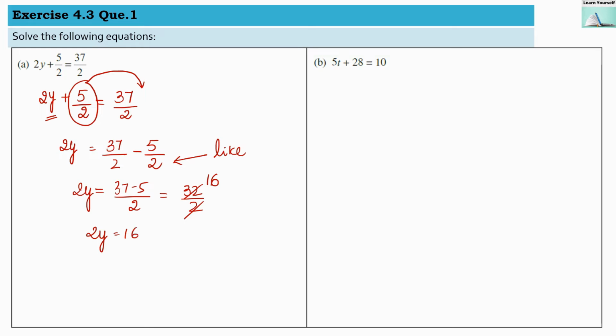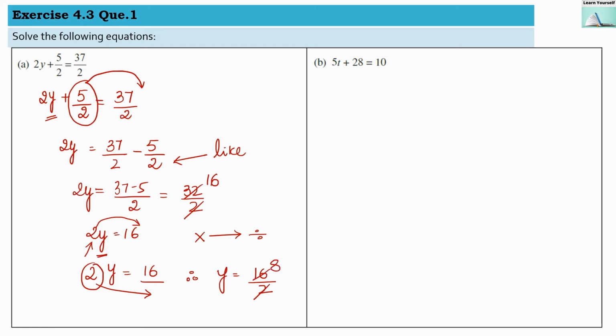Now we need to separate y. So that's why we have to take this 2 which is towards RHS, we have to take it towards LHS, but it is in multiplication. So when it is changing its side, it will go to division, meaning it will go to the denominator. So y equals 16. Now this 2 will change its side and go to the denominator of the 16. So y equals 16 by 2. So 8 twos are 16. Here we will get the answer y equals 8.